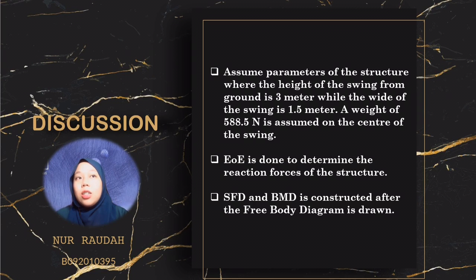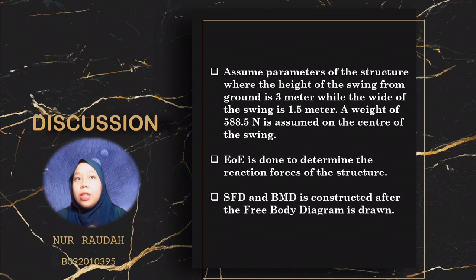So for today, I will discuss the outcome that we get from our group assignment. For this assignment, firstly, from the calculation, we assume the parameters of the structure, where the height of the swing from the ground is 3 meters, while the width of the swing is 1.5 meters. A weight of 588.5 newtons is assumed on the center of the swing.